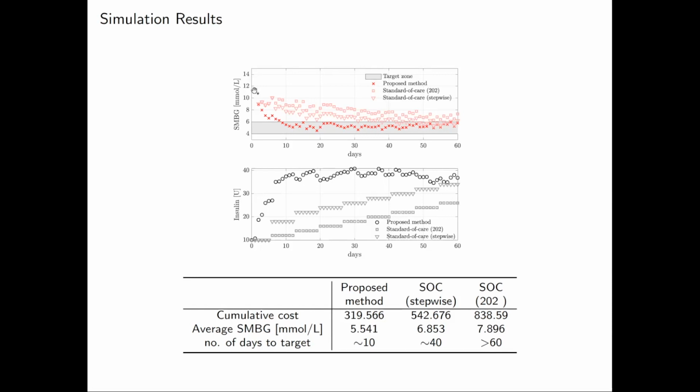Starting at 10 units of insulin, the proposed approach, shown in these red crosses, is able to successfully bring the blood glucose concentration to the target zone within approximately 10 days from the start of insulin titration. Whereas the standard of care approaches take longer to converge to the target zone, with the stepwise approach taking approximately 40 days, and the 202 approach taking more than 2 months.